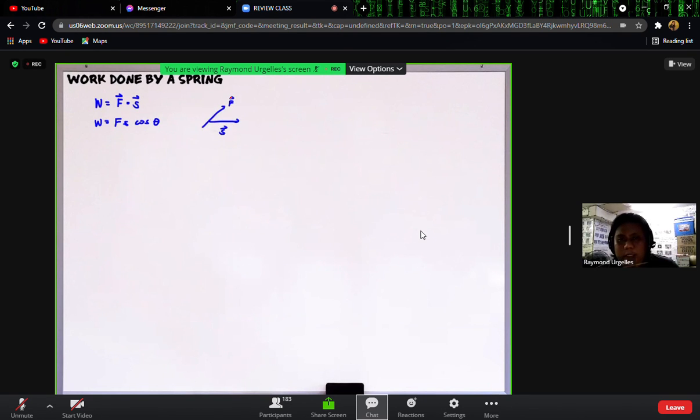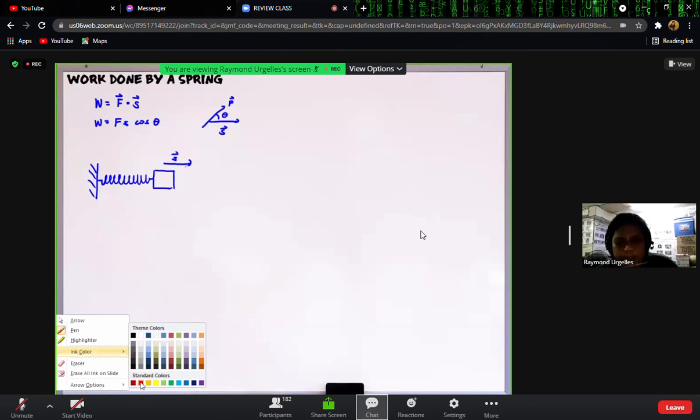So let's say ito yung displacement natin, tapos yung force natin is directed in this direction. Ito yung angle theta natin. Okay? So pagdating sa isang spring, you can imagine na, let's say ito yung spring natin. Tapos let's say meron ka ditong object, and yung object natin gumagalaw. So we have a displacement S here.